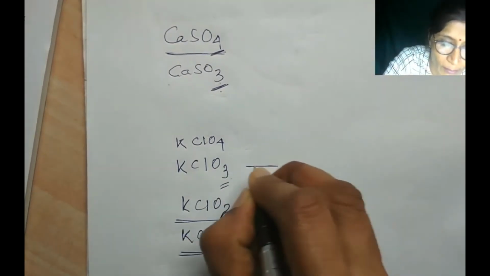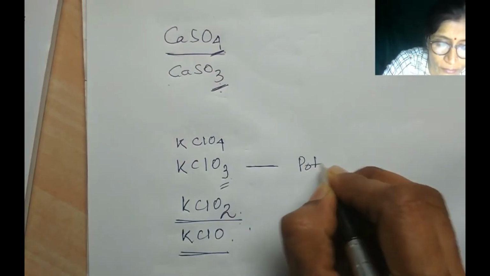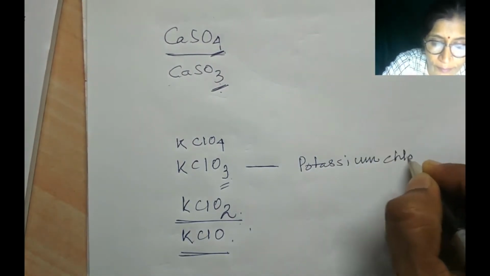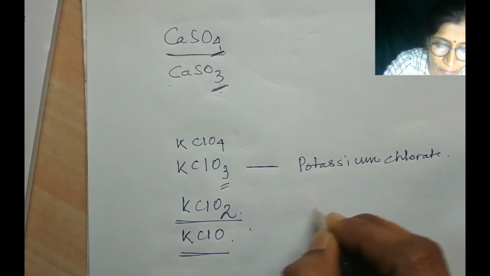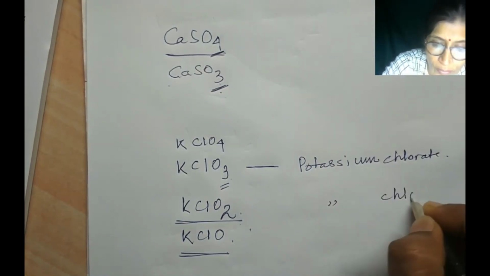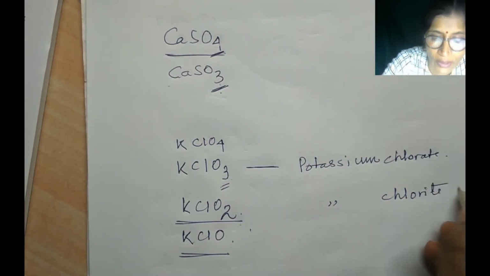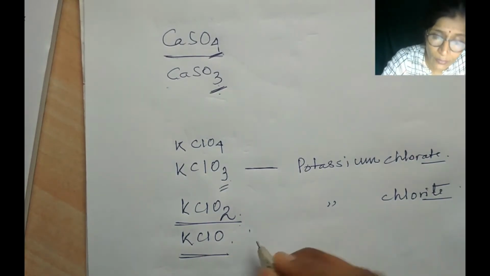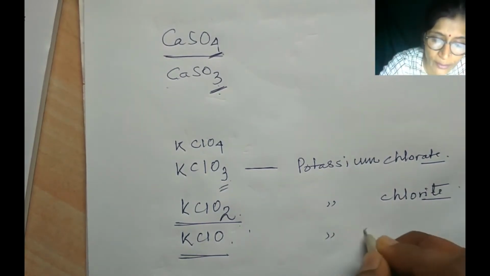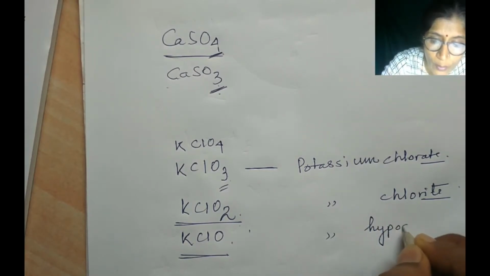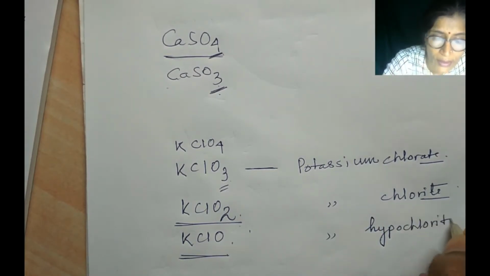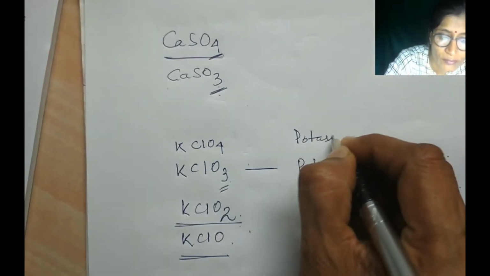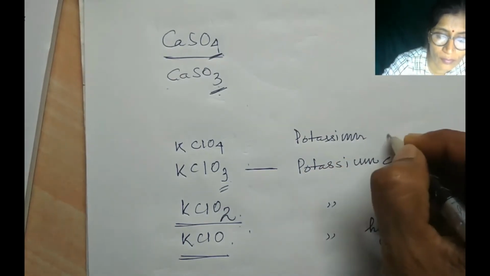So the name of the compound is potassium chlorate, and this is potassium chloride. Okay, 3 then chlorate, 2 then chloride. Here, one less than this, it will be potassium hypochlorite. And this is one more than chlorate, so it is potassium perchlorate.